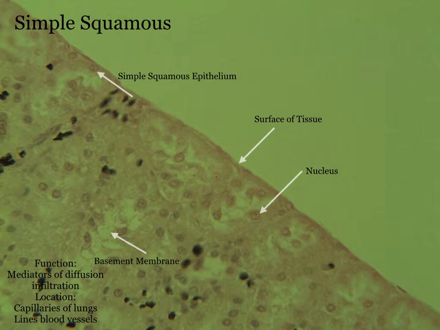Simple squamous consists of a single layer of thin, flattened cells that fit together tightly and has both broad and thin nuclei. It lines the air sacs of lungs, forms the walls of capillaries, and lines the insides of blood and lymph vessels. Substances pass easily through this tissue.